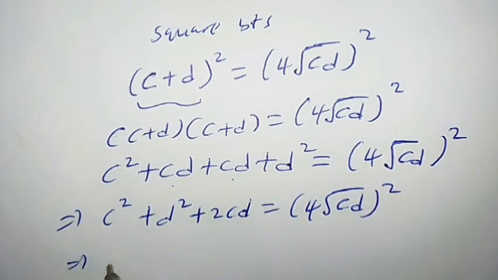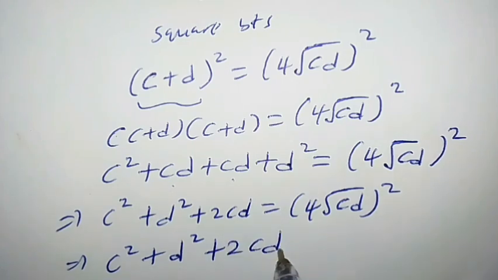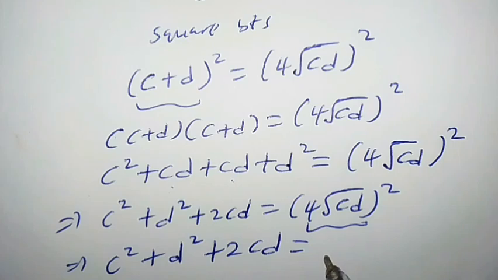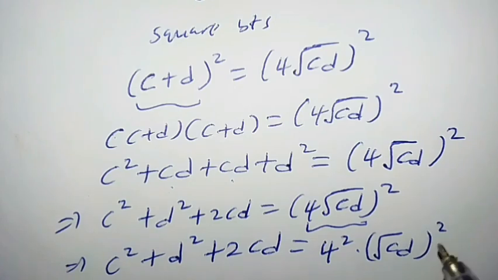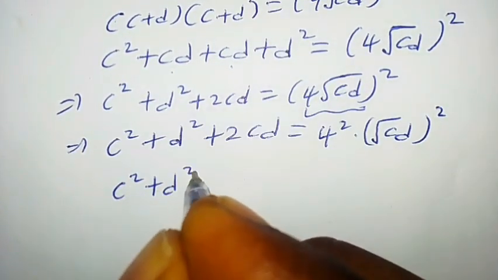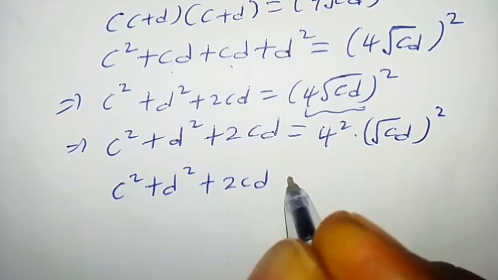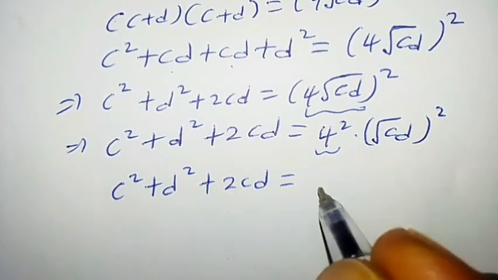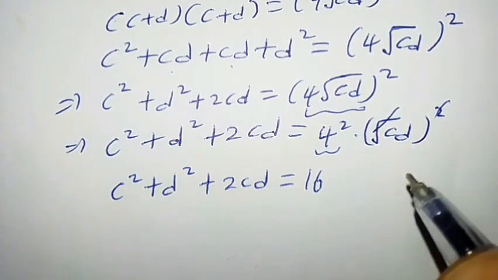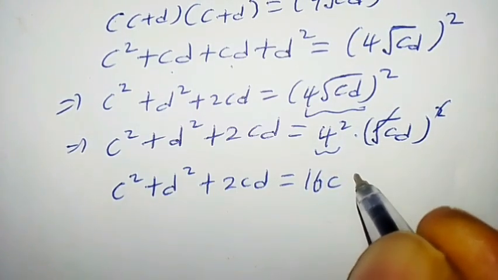This implies that C squared plus D squared plus 2CD equal to 4 times square root of CD all squared, which can also be written as 4 to the power of 2 times square root of CD to the power of 2. Let's proceed further. So we have C squared plus D squared plus 2CD equal to 4 to the power of 2, that is simply 16. Clearly, this square root takes care of this power, so we are left with CD.